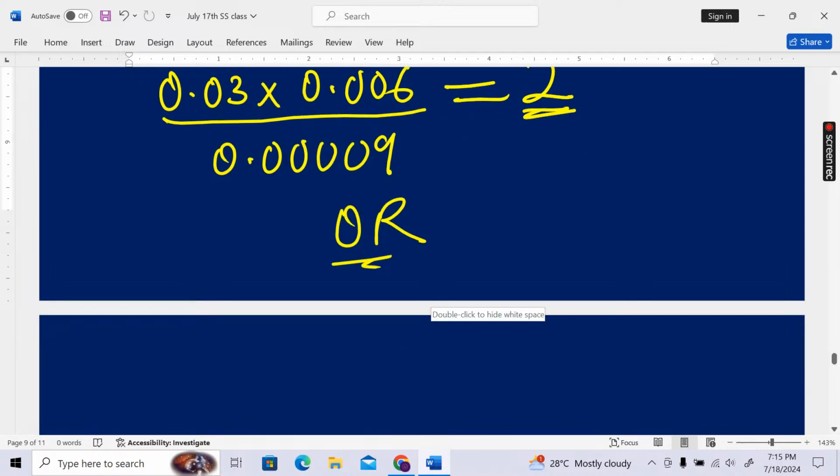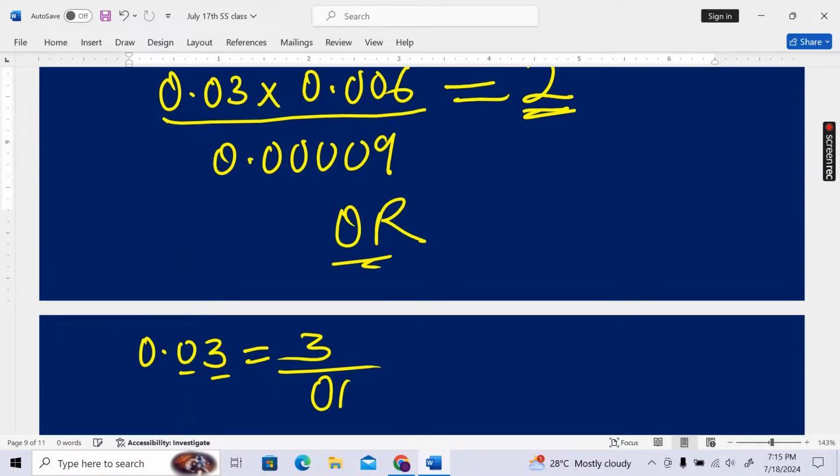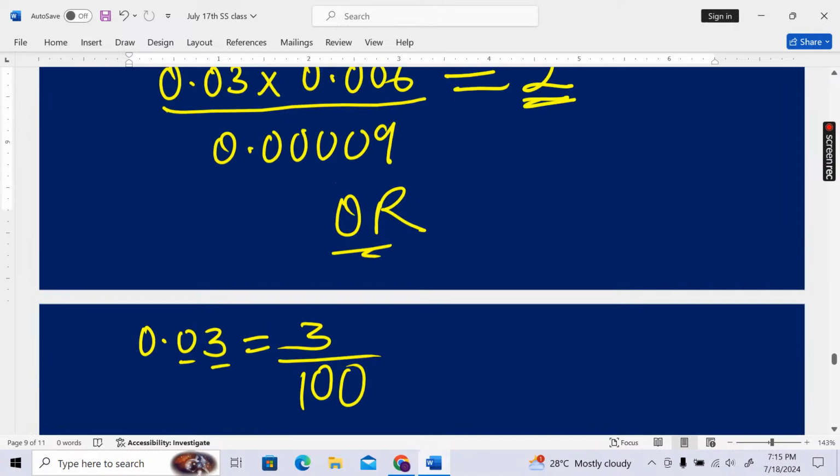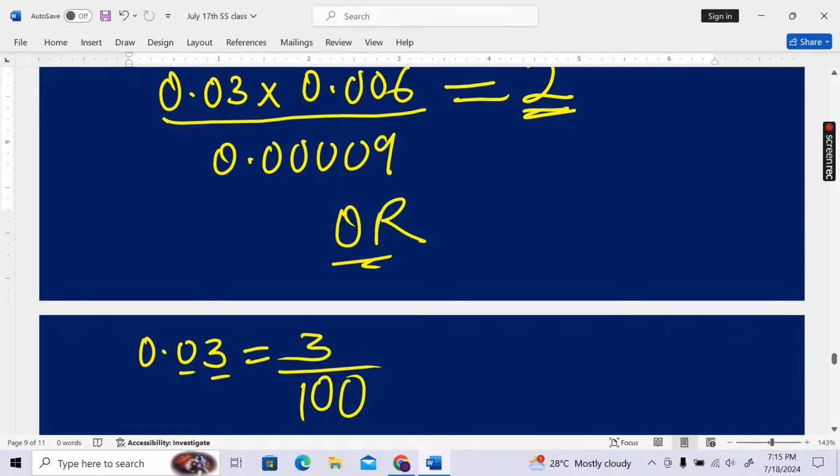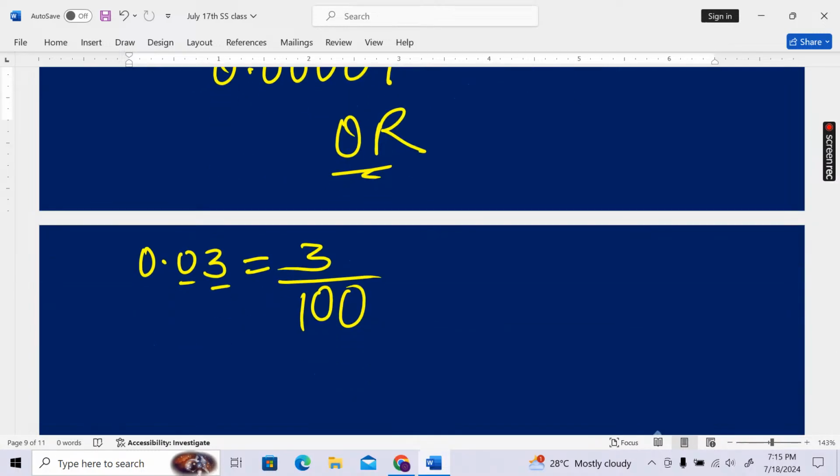Now, if you want to evaluate this with the second method, you can change each of these numbers to fraction. So 0.03, change it to fraction. Write 0.03 as a whole number, that's 3, divided by how many digits do you have after the decimal point? 1, 2. Come to the numerator, make it a 0, 1, 2. So that's 3 over 100. So we have been able to change that to fraction. Now we are also going to change 0.006 to fraction. Now let's do that together.